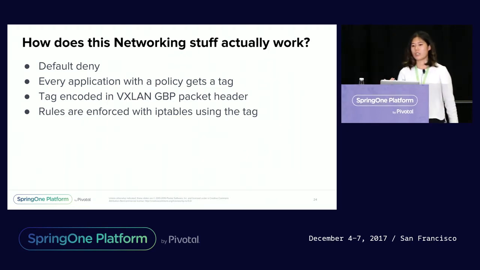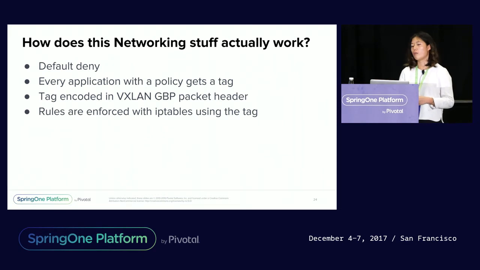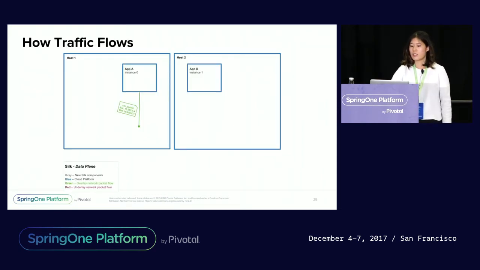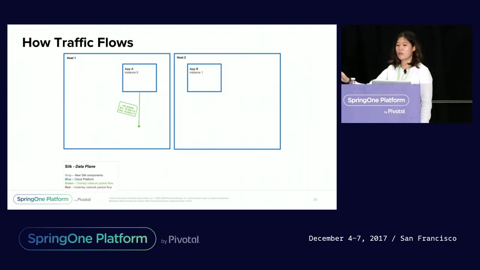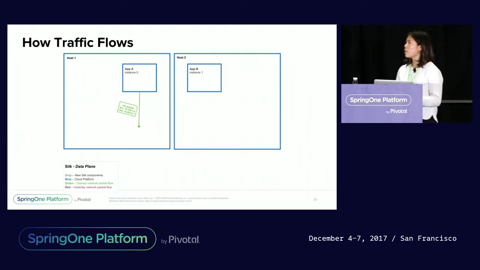So let's take a look at a diagram that puts the connectivity story together with the policy story. Let's look at how packets are actually flowing. Here we have 2 different hosts, 2 different VMs, and 2 different applications, 1 on each. Let's look at how traffic flows from app A to app B.